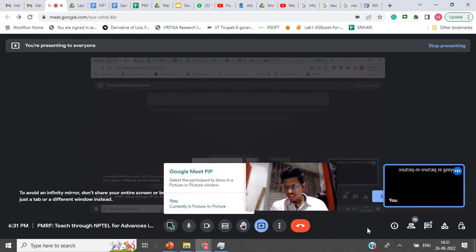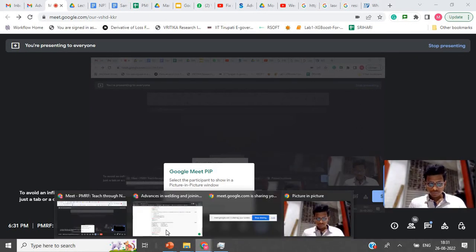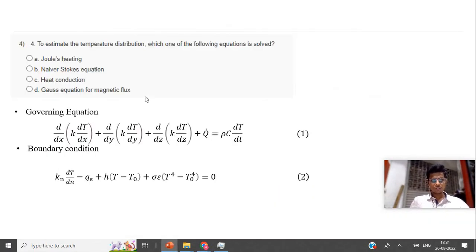Magesh is asking whether it is only for the GMAW process. Not like that. I will explain the equation. Mainly for GMAW, but in other processes also, the heat will be generated at a particular point. So somehow we need to give the heat with the help of this term.